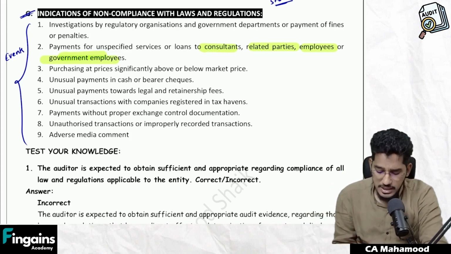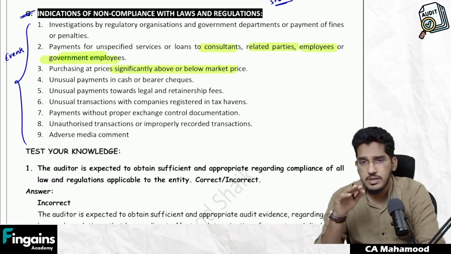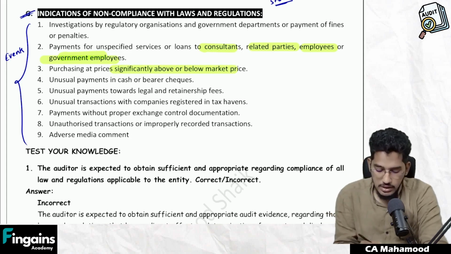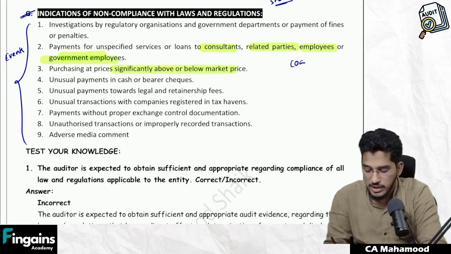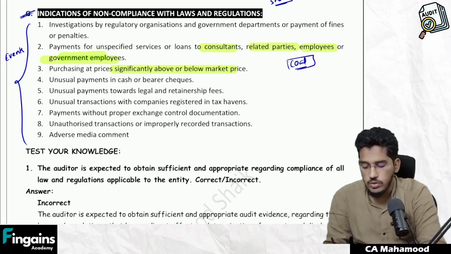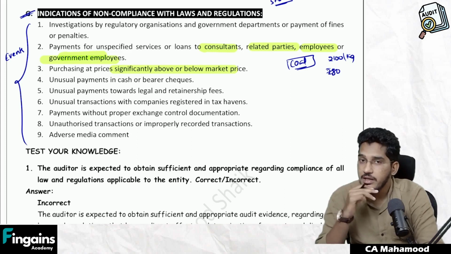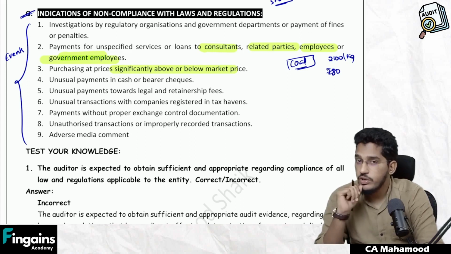Next one, purchasing at prices significantly above or below the market price. See, this is particularly possible in case of those products which are under control of government. Take for example, you are required to buy coal. Your client company is using the coal for some purpose. They have to buy the coal from government. When all the competitors are able to buy the coal at 100 rupees per kg, but your client company is able to manage and purchase the coal at 80 rupees only. All your competitors are paying 100, but your client company is able to procure it at 80 rupees only. Might be they have bribed someone there.